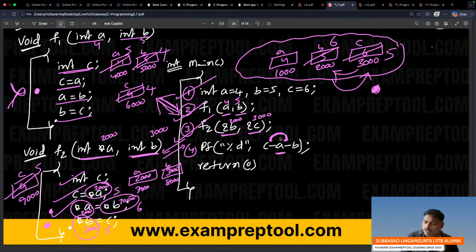What is the answer? Both are the same priority, so left to right. What is the meaning of left to right? Whoever came first will be done first.